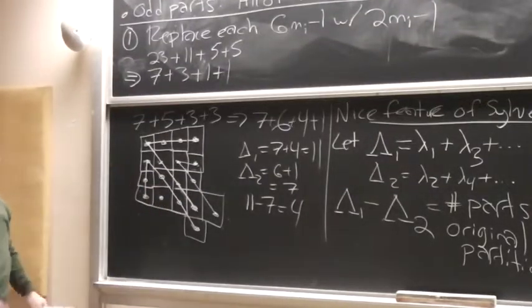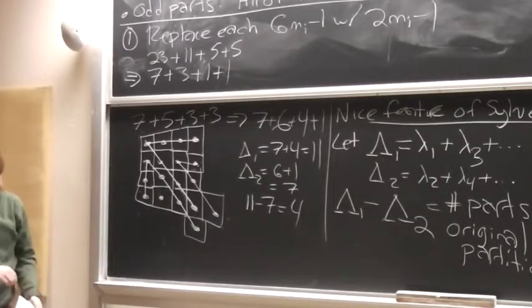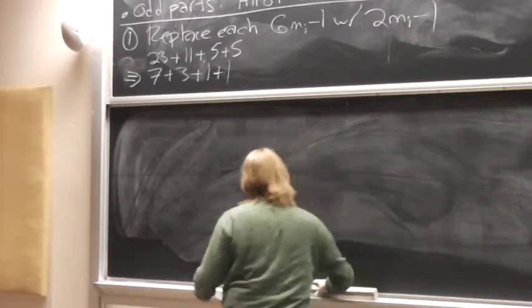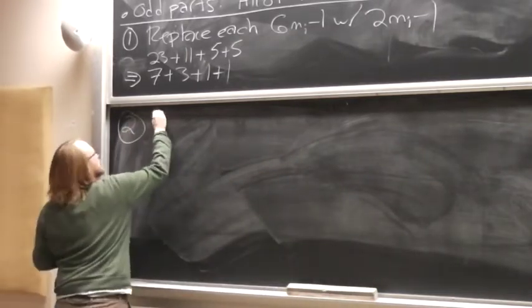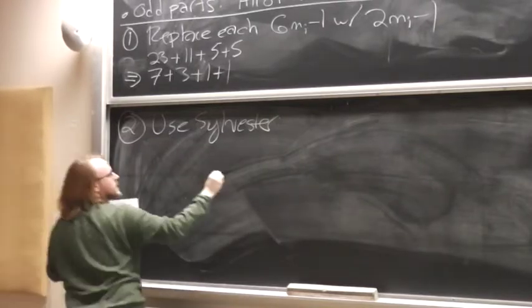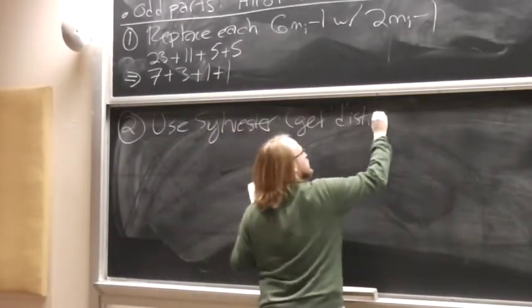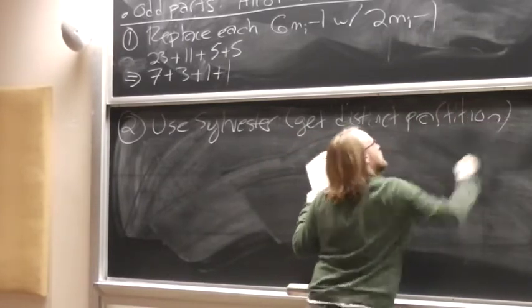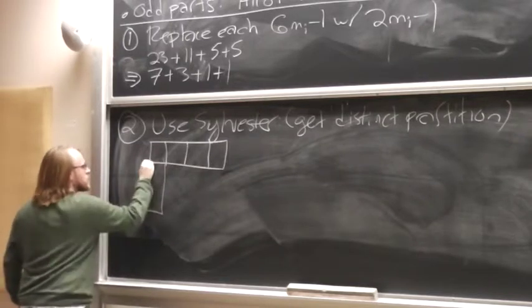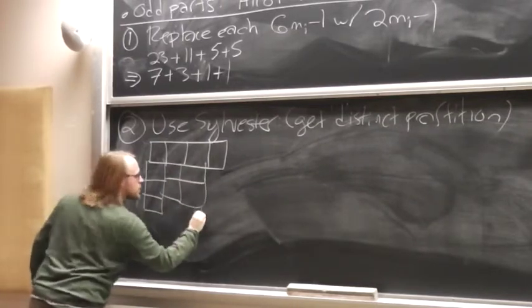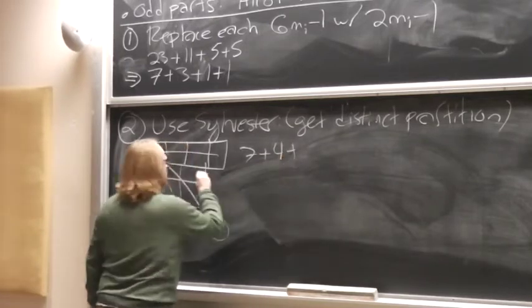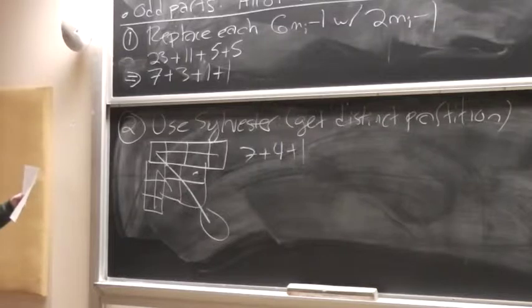And so then, step 2 is Sylvester's bijection on this odd partition. So using Sylvester, we get a distinct partition. So in the case of 7 plus 3 plus 1 plus 1, in this case we get 7 plus 4 plus 1. So that is step 2.